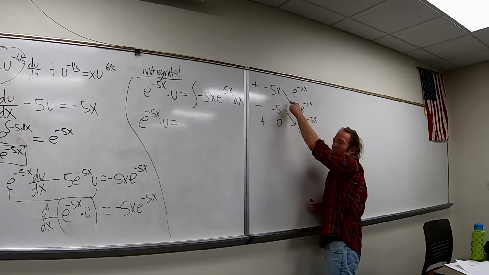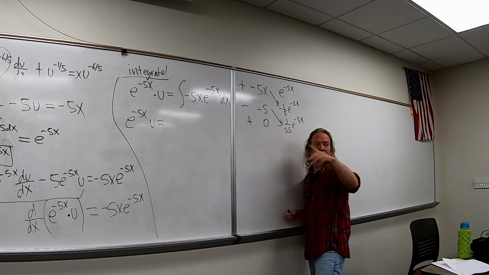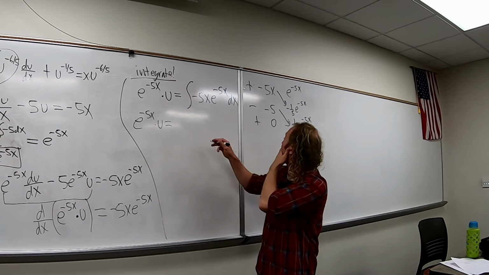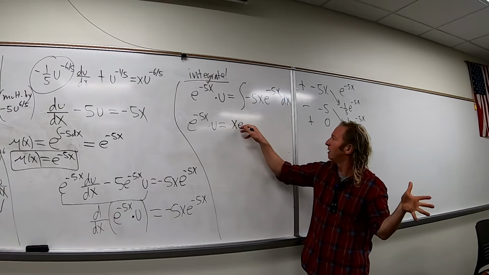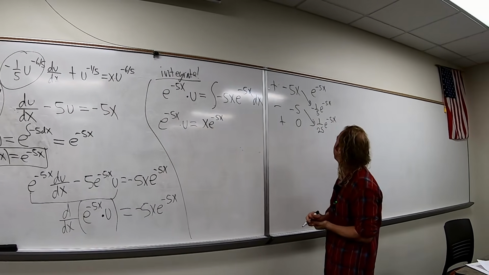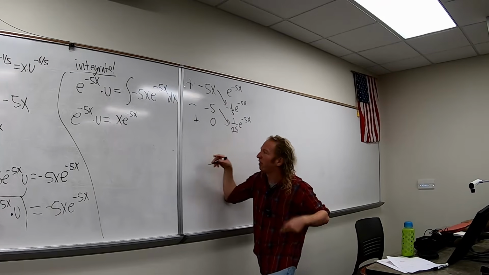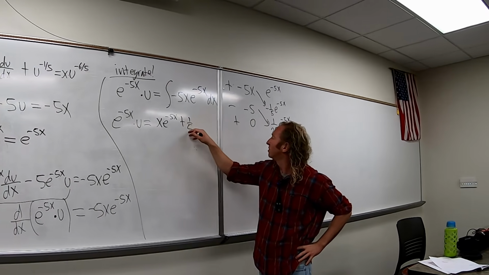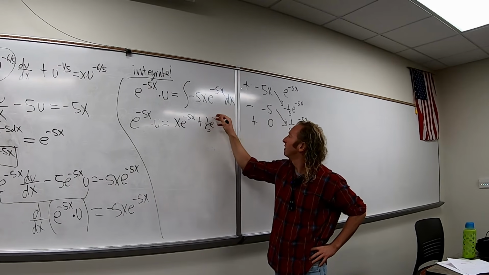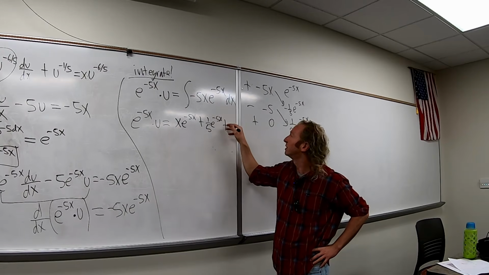Okay, so this times this, these cancel, right? It's positive, so it's going to be x times e to the negative 5x, and then plus again, 1/5 e to the negative 5x. Now we can add our constant, plus c.